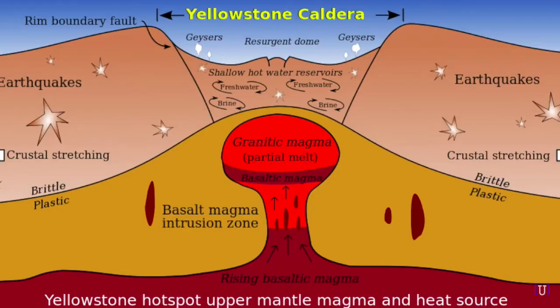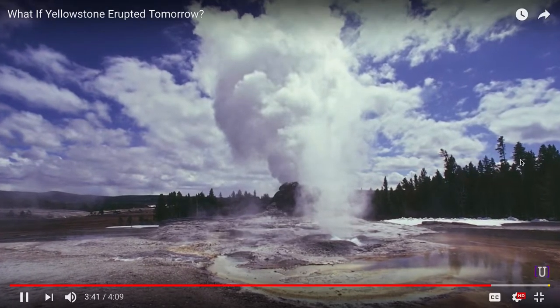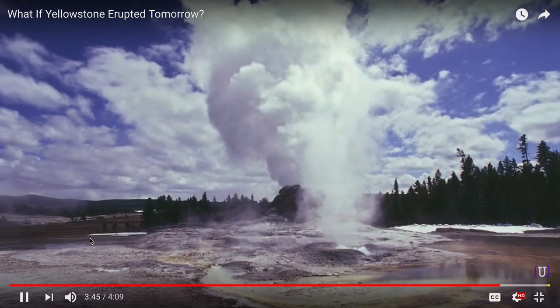While scientists do say we are overdue for an eruption, one won't likely happen for tens of thousands of years, maybe more. The last eruption happened roughly 640,000 years ago, and on average there is an eruption every 700,000 years or so. So, in reality, we actually have very little to worry about.